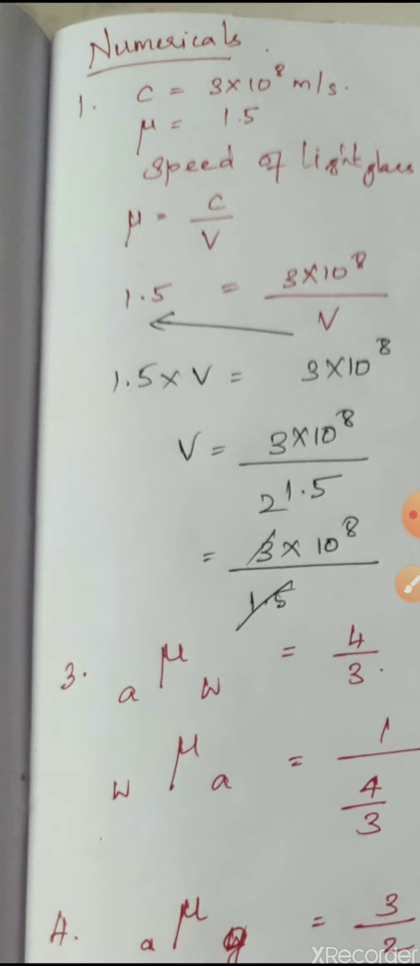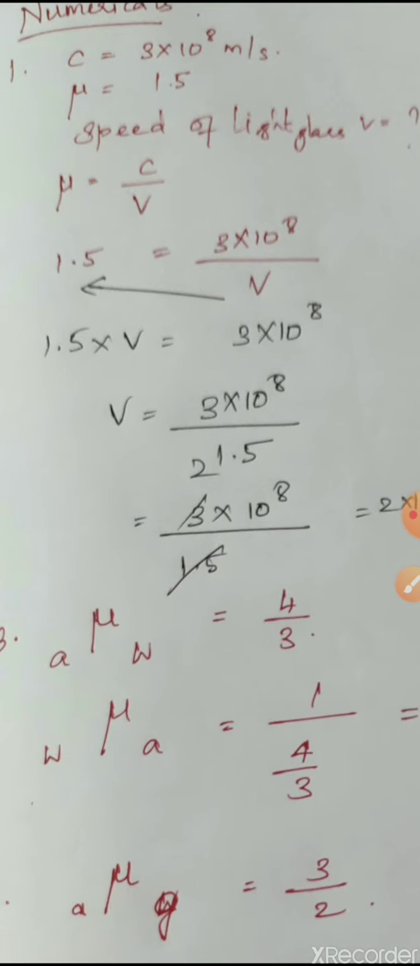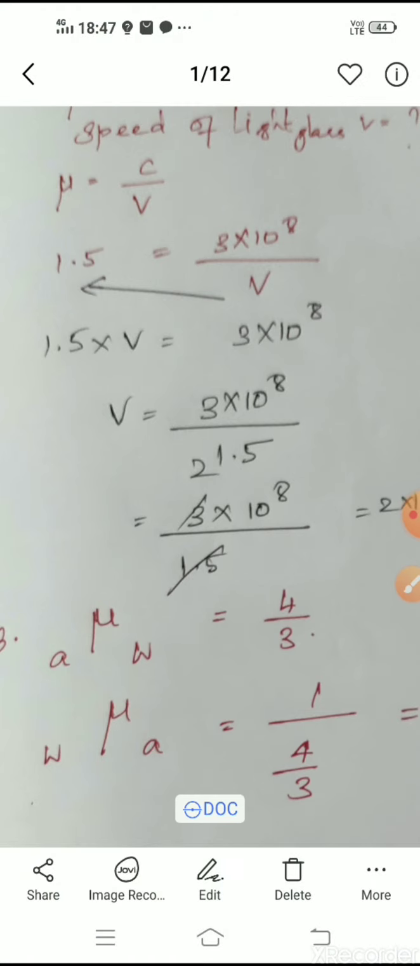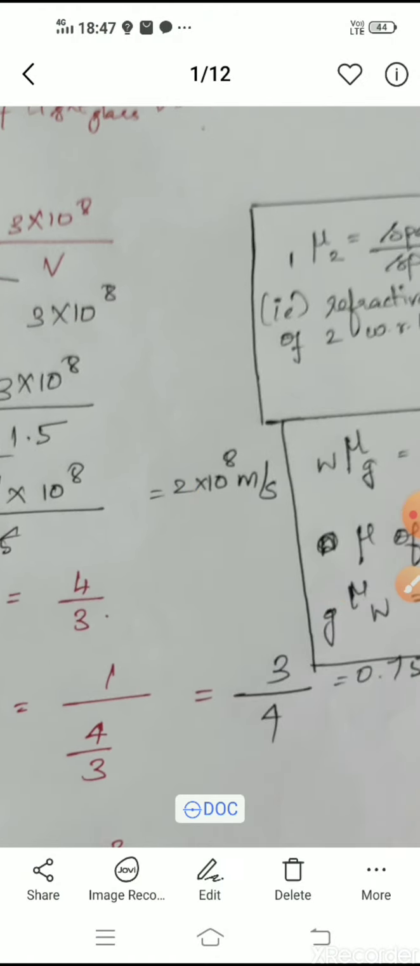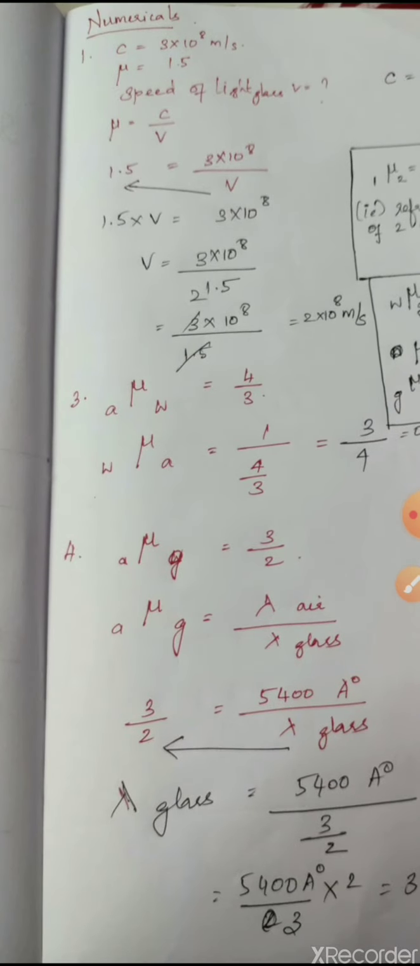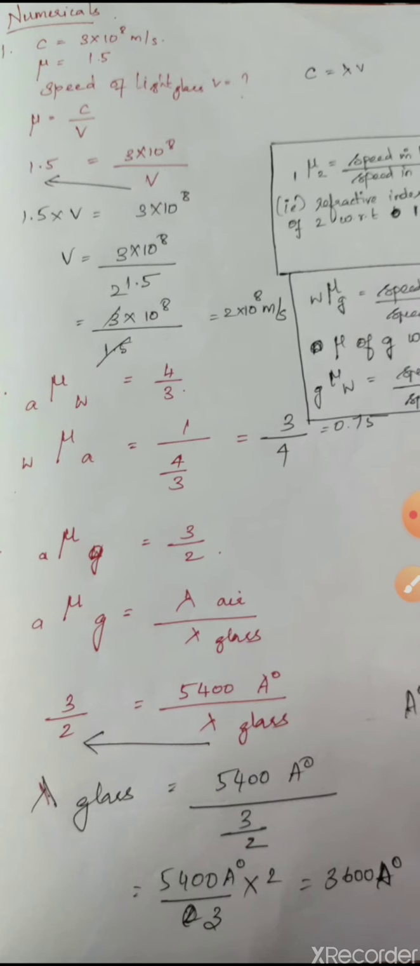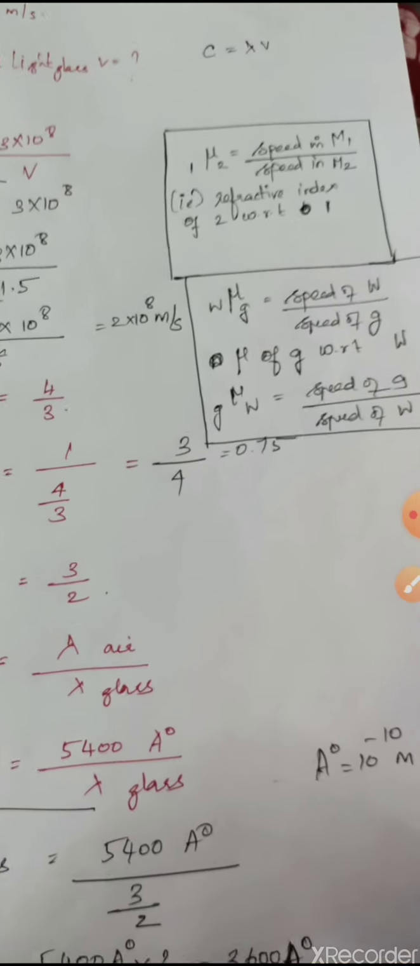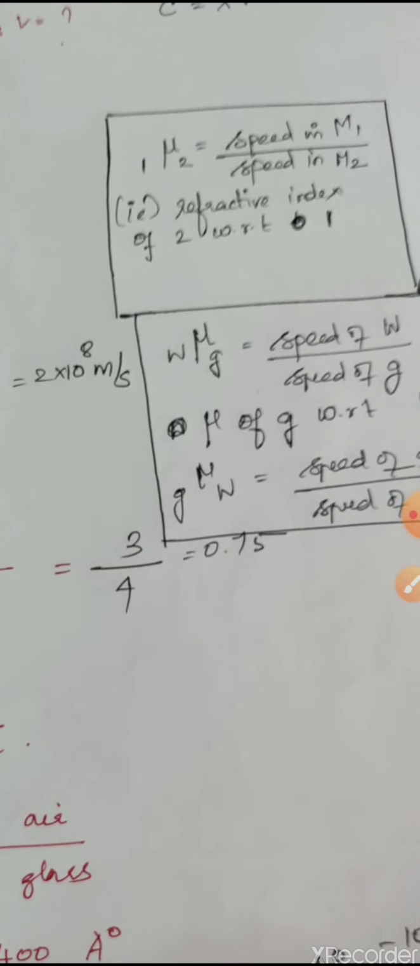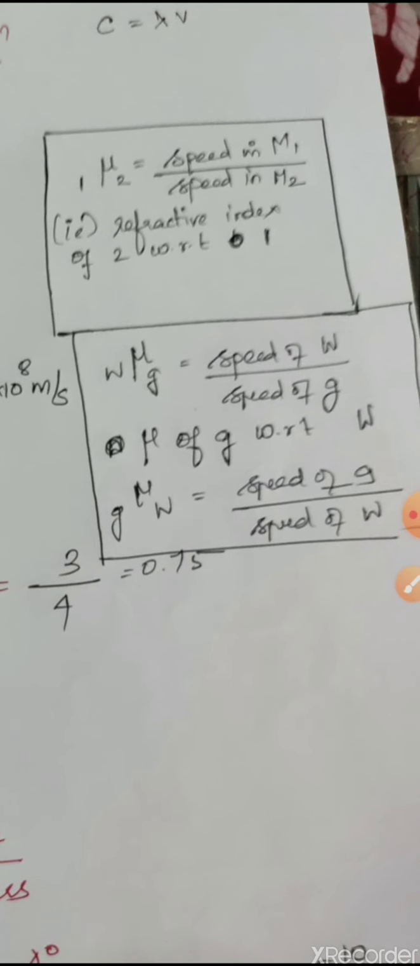So substitute the values: 1.5 equals 3 into 10 power 8 divided by V. So you bring the V this side, and you bring 1.5 to the denominator. Once you cancel, you will get your answer as 2 into 10 power 8 meter per second. So based on that, we'll go for the next numerical, and we'll have one more assumption to be taken here.